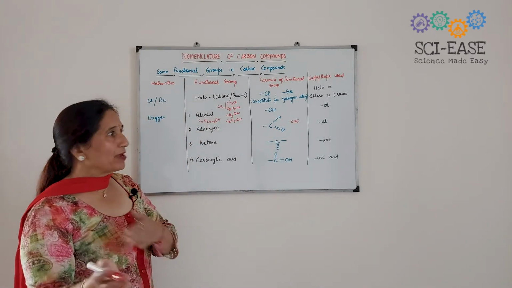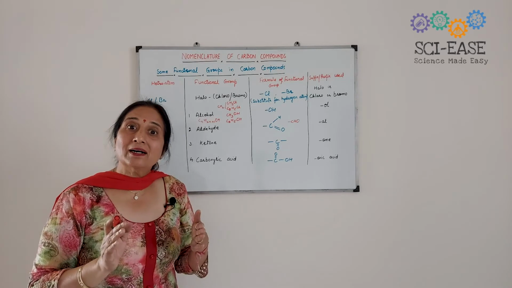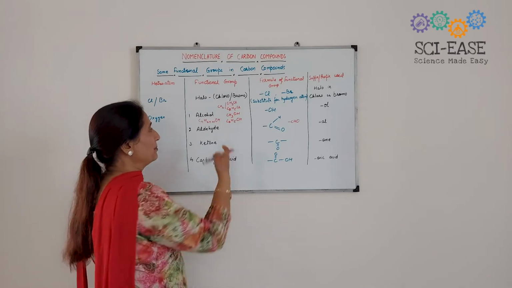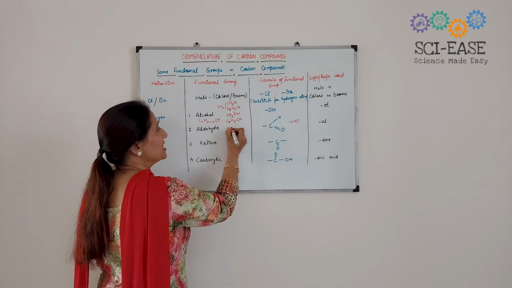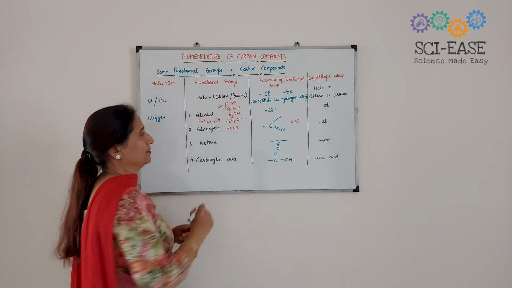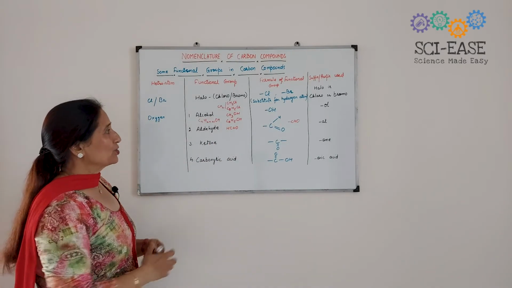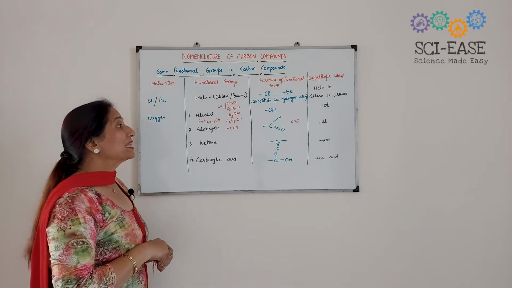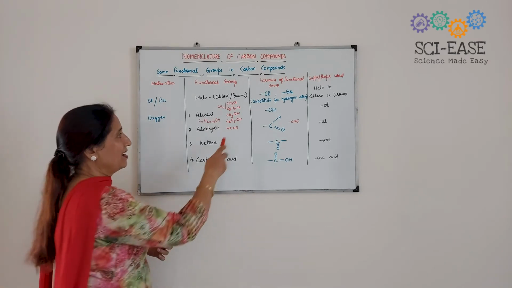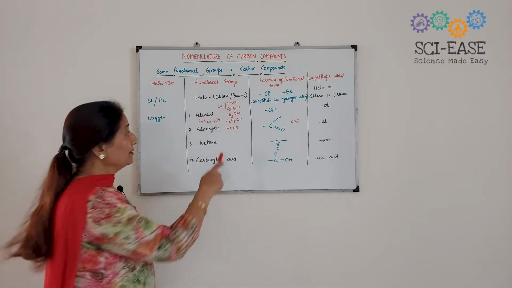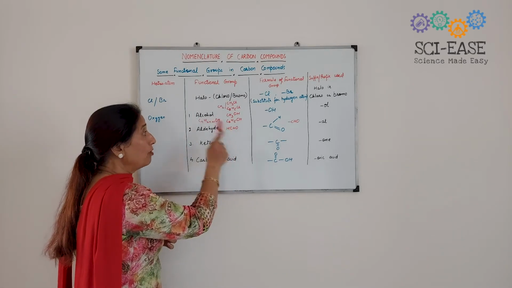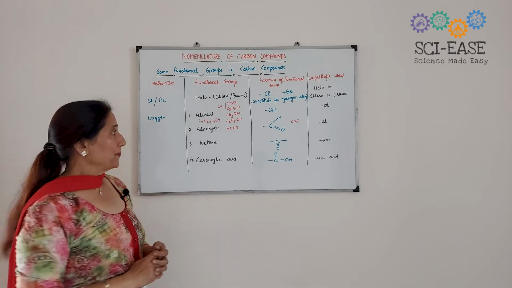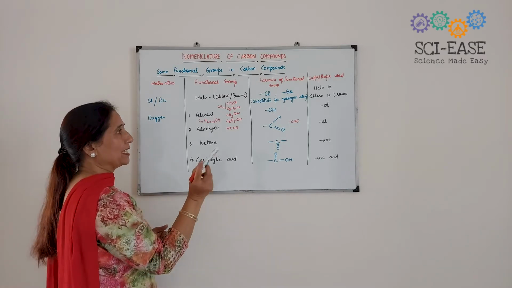And what is the suffix used here? It is -al, A-L, al. So the first member here is HCHO. So what is the name of this compound? It is methanal. And mind it that this carbon atom of the aldehyde is always included in the chain. I will tell you later on also by taking some examples.